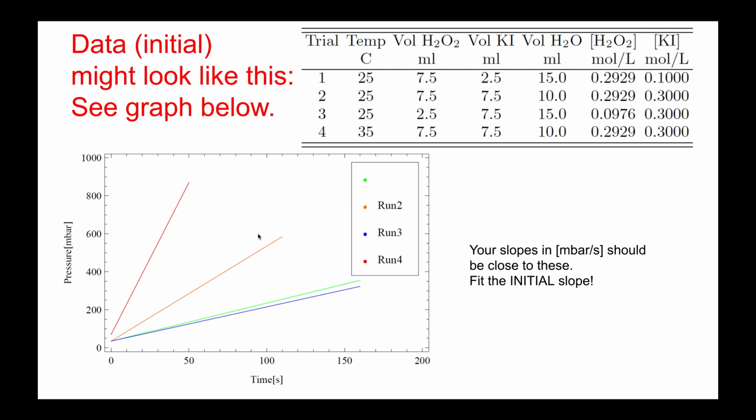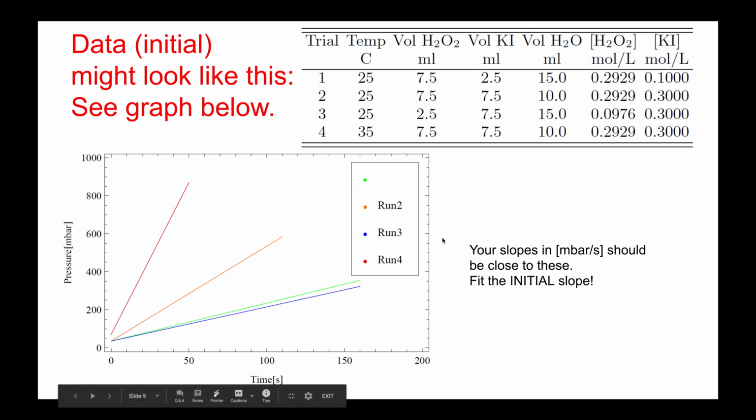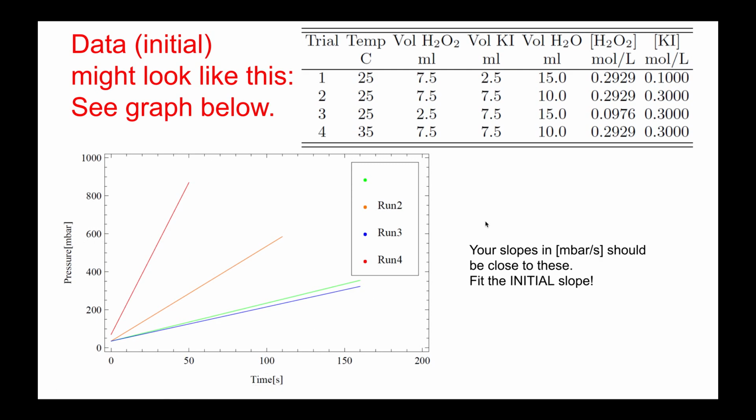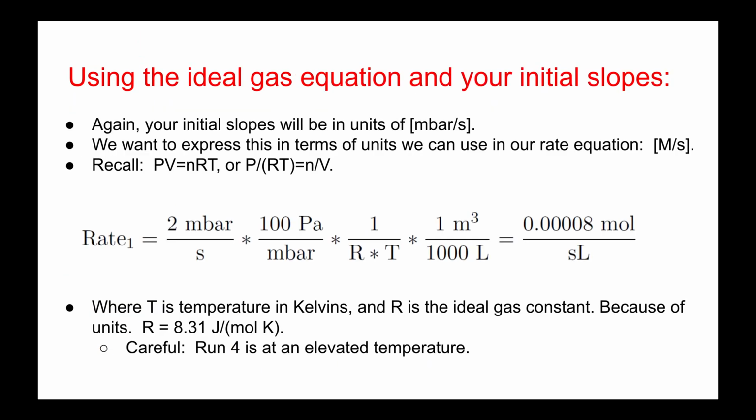a slope. The slope will be in millibar per second, but that's really not convenient for the rate equation. We don't want millibars per second. We want maybe molarity per second. Okay, so we have to somehow convert this millibar into molarity. So how do we do that? We'll use the ideal gas equation. Okay, so again, the gas we're liberating is oxygen, which is pretty reasonably assumed to be an ideal gas. Okay, we'll use the ideal gas equation.